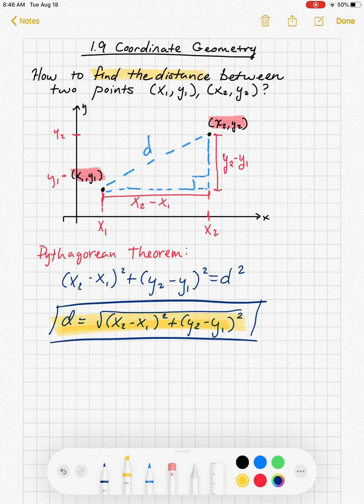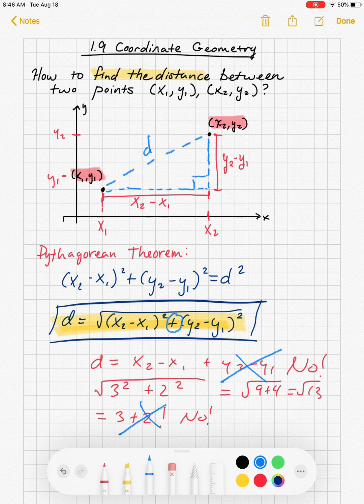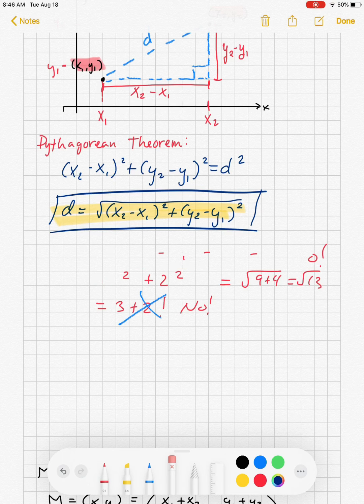Now be careful, you can't cancel. Sometimes students will say, oh, I can cancel out the squares and the square roots, and this becomes really simple. No, that's like if you have the square root of 3 squared plus 2 squared. What is that? It's the square root of 9 plus 4. It's the square root of 13. Like, you can't make that 3 plus 2. No, can't do that. So when you have this sum in the middle here, you can't actually simplify the square root. So we're stuck with that as it is, but that's okay. It's not too bad. So don't make that mistake.